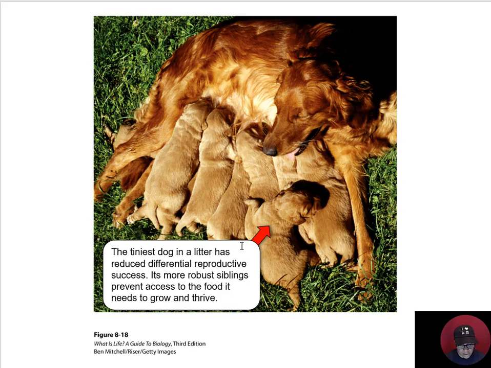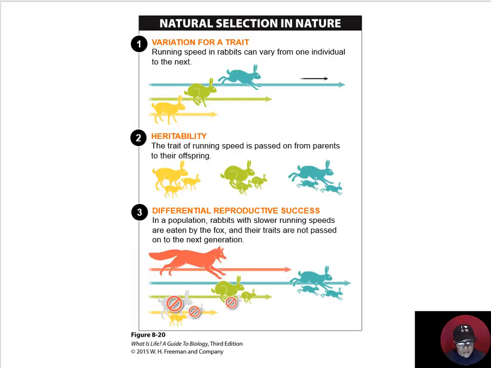And so that is going to cause a reduced differential reproductive success for this individual. That's selecting for individuals that are stronger and more robust, because this one, who is thinner and weaker, isn't going to go on to pass those thinner and weaker genes on to the next generation, right? We also see natural selection here in nature.